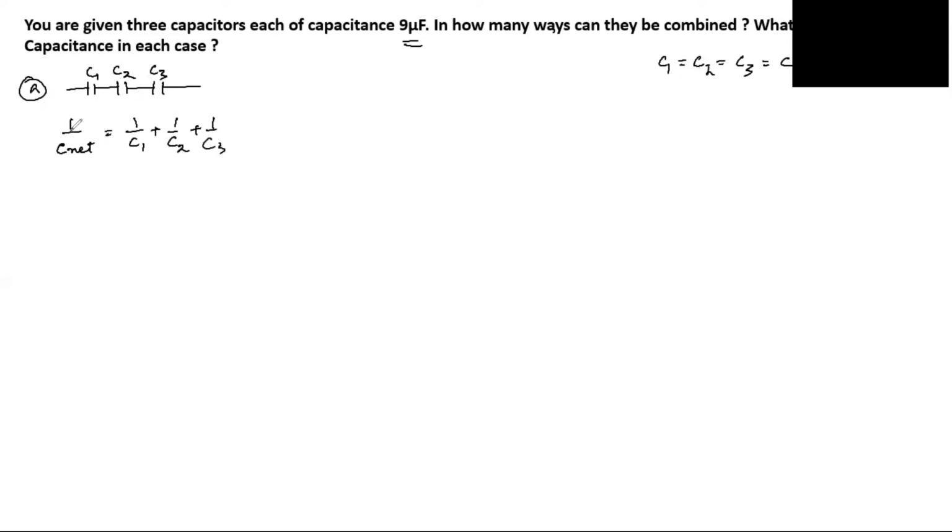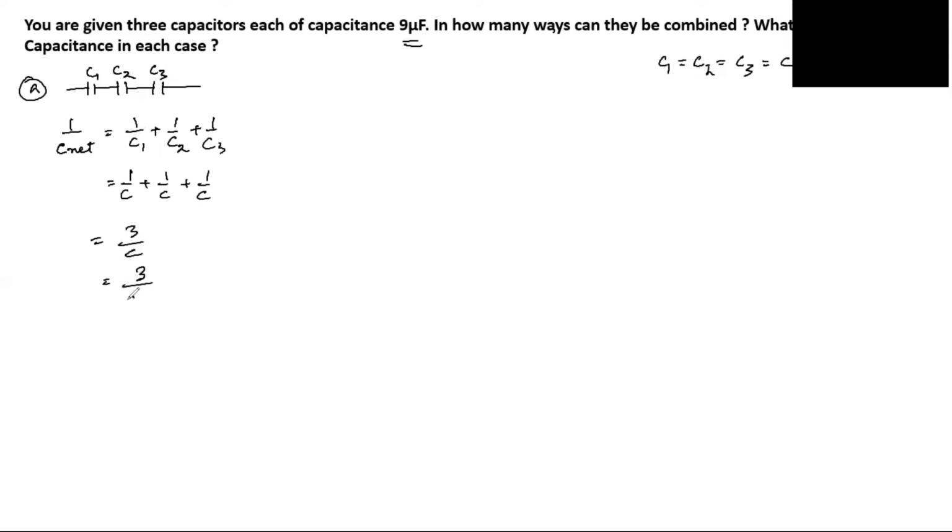Alright, so this is how you find the equivalent or effective capacitance of capacitors which are connected in series. In this case, all three capacitors have the same capacitance value, so we'll take it as C. We have already mentioned it earlier. So it will be 1 by C plus 1 by C plus 1 by C, so it becomes 3 by C.